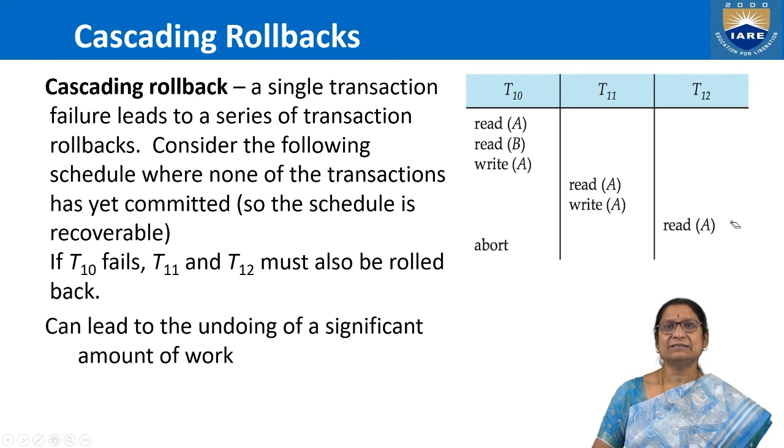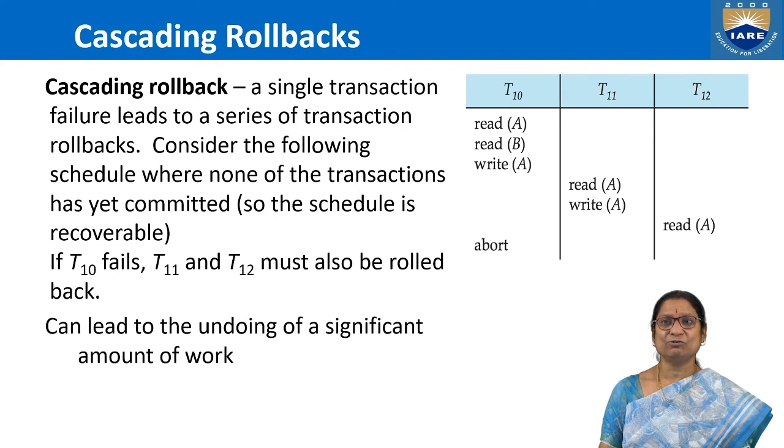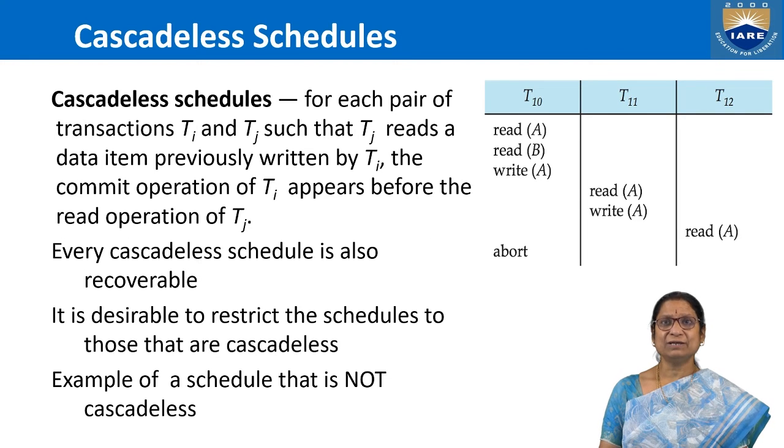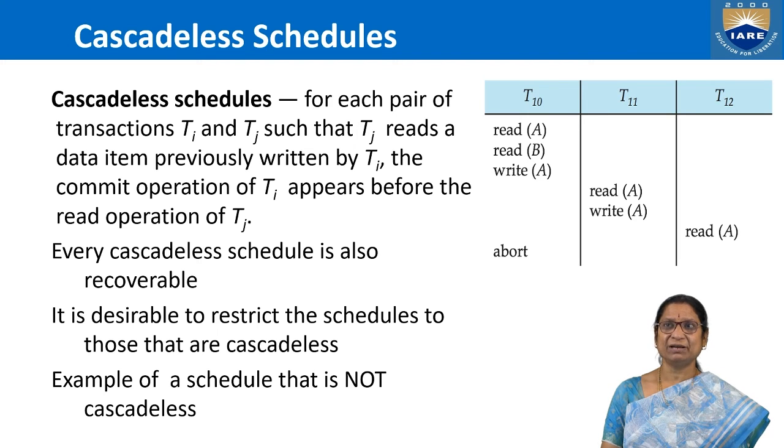So this undoing leads to a significant amount of time and work by the database management system. As far as possible, such rollbacks must be avoided. Avoiding cascading rollbacks means the schedule must be cascadeless. What are cascadeless schedules? For each pair of transactions Ti and Tj such that Tj reads a data item previously written by Ti, that means T11 is reading a data item which was written by T10, and T12 is reading a data item which was written by T11.